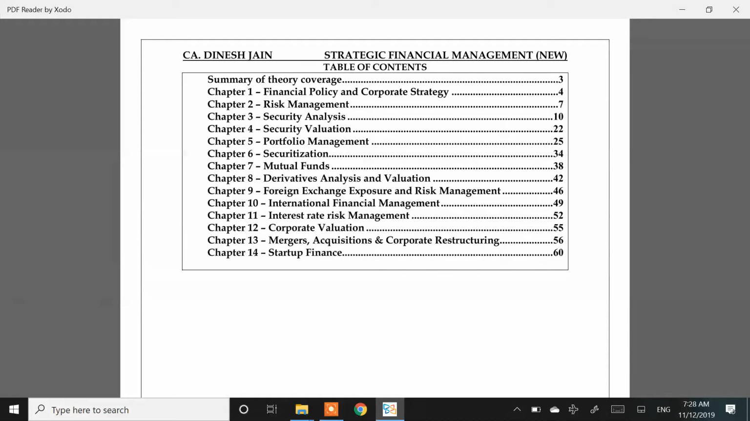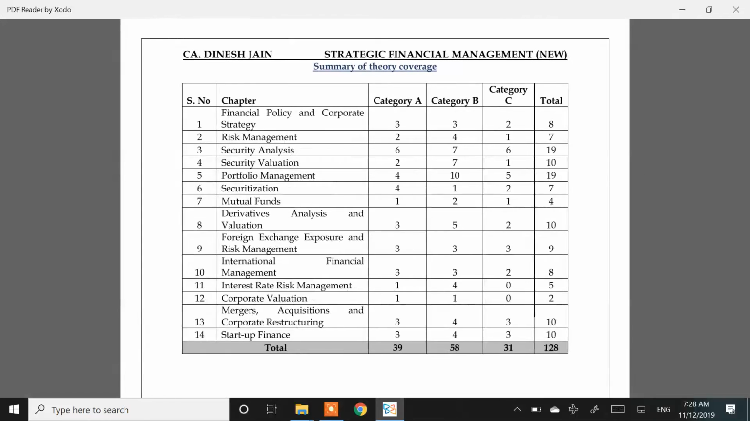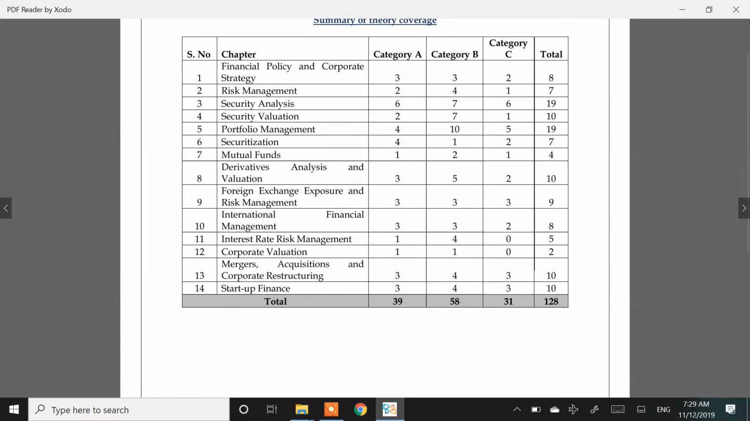Theory is something which can never be missed out by students. Now, as far as theory is concerned, we have categorized the questions as category A, B and C. This is only a priority for preparation. There are 39 category A questions, 58 category B questions and 31 category C questions.